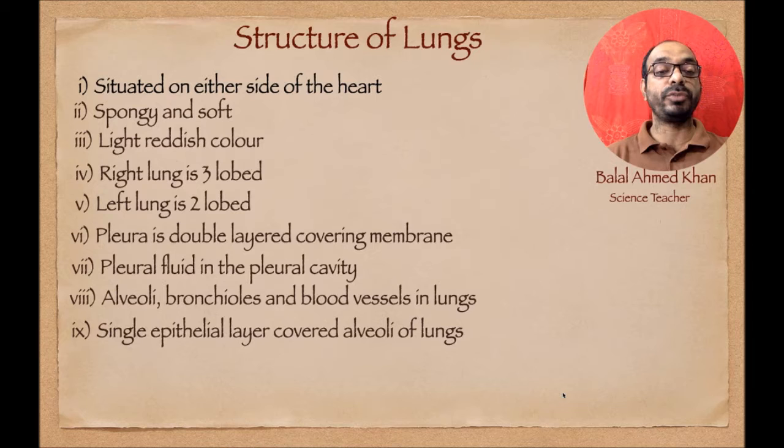single epithelial tissue. With the help of this thin epithelial tissue, gaseous exchange between the blood vessels and the alveolus occurs. So with the help of this single epithelial layer, gaseous exchange occurs, the exchange of oxygen and carbon dioxide, between the alveoli and blood vessels. These are the structures of the lungs.